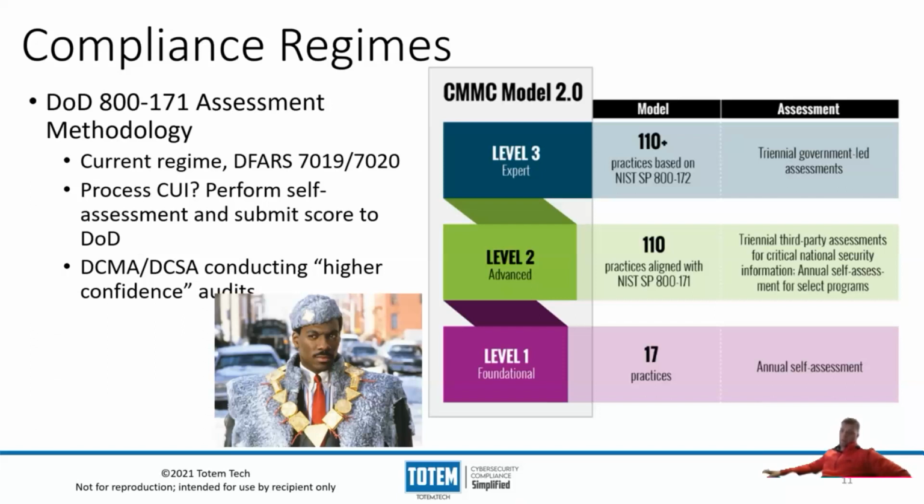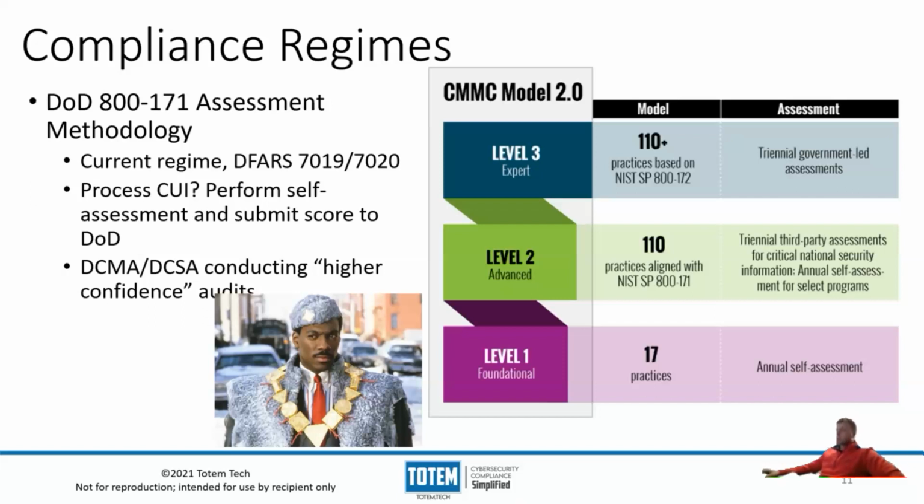And then this level 3 is going to be the old level 5. So these are going to be the Lockheed Martins, the Boeings, those companies that are dealing with huge projects that we want protected at the highest level. So as far as assessments go, a level 1 will be an annual assessment, like we're doing now with NIST 800-171, but it will only be for those 17 controls.